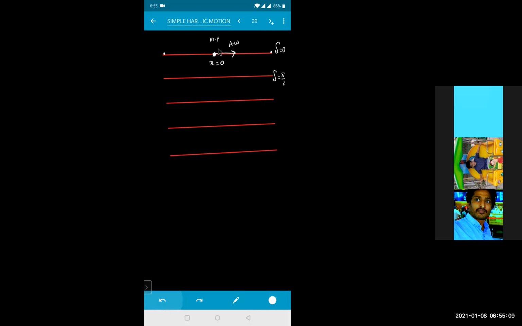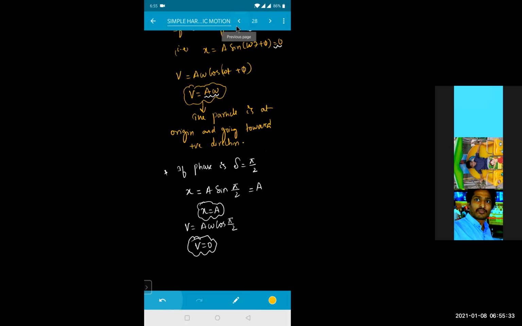That particle, this was your mean position. But now, when theta, the phase angle, is positive 90 degrees, it is at the positive right extreme. Means the particle is somewhere here. So this will be your x. X will be equal to A, from here to here. And velocity here is how much? At the extreme position, the velocity is 0. Clear?